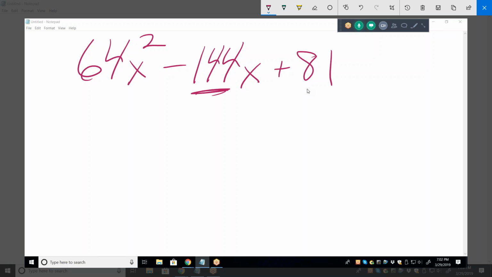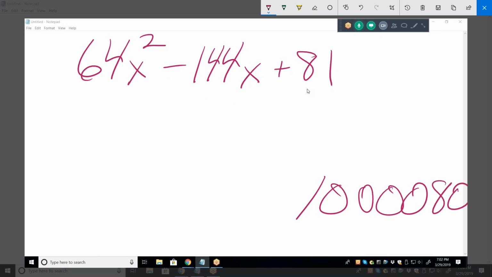Oh. 144, 1 plus 4 plus 4 adds to 9. That makes it divisible by 9 no matter how big the number is. Okay. If I gave you a number like this, 1, 0, 0, 0, 0, 8, 0, that's divisible by 9 because the digits add up to 9. Okay.